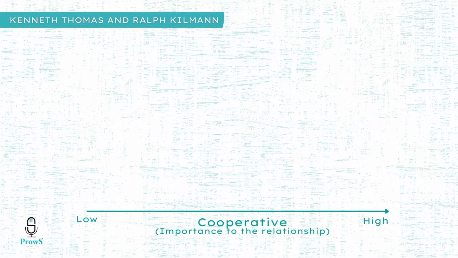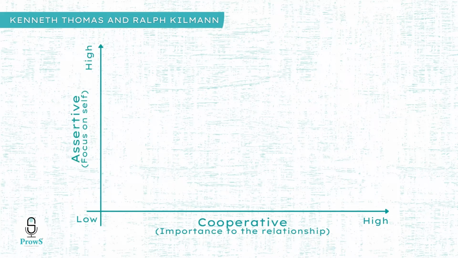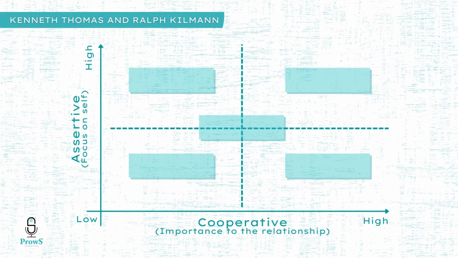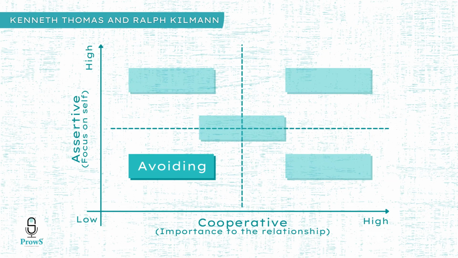Let's see how it looks when plotted on a quadrant. The x-axis shows cooperative approach, while the y-axis represents the assertive approach. The first quadrant, low assertive and low cooperative at the bottom left, shows the avoiding conflict management style. This is essentially where one or both parties avoid confrontation. They stay clear of the conflict territory.